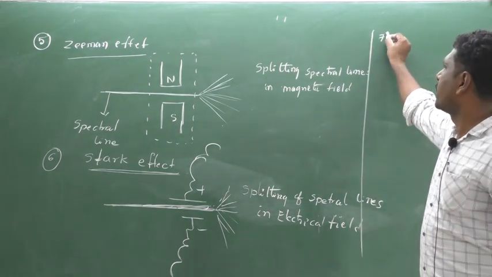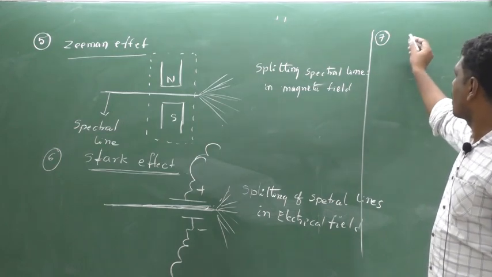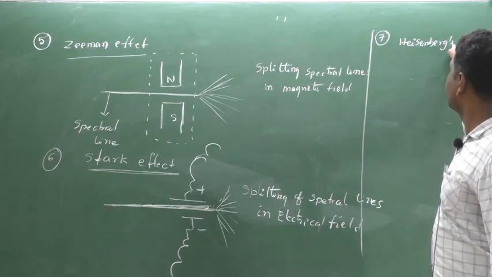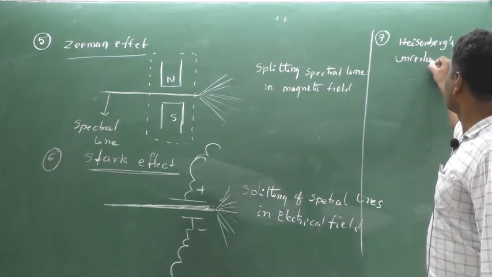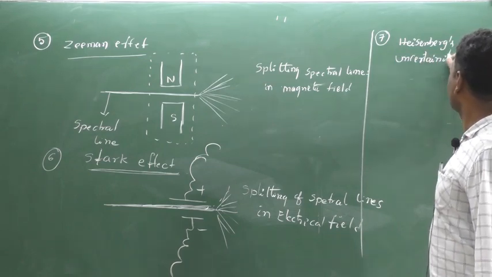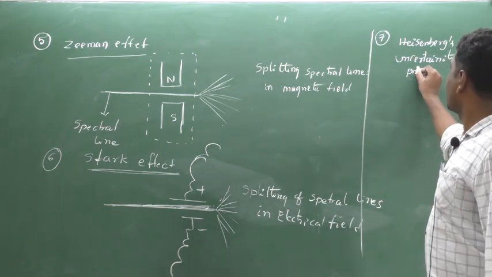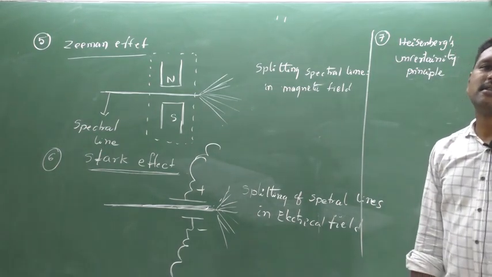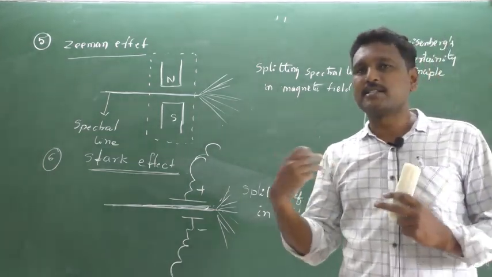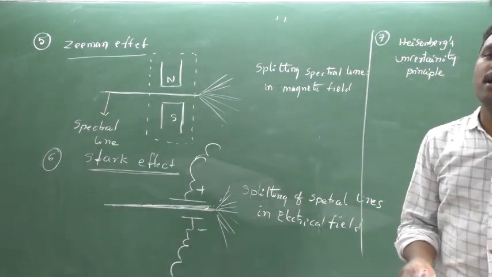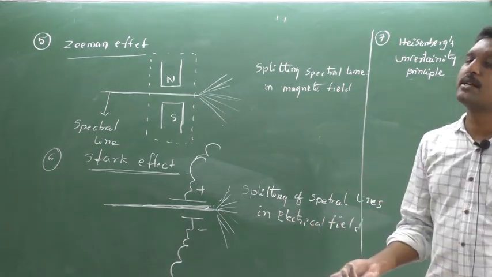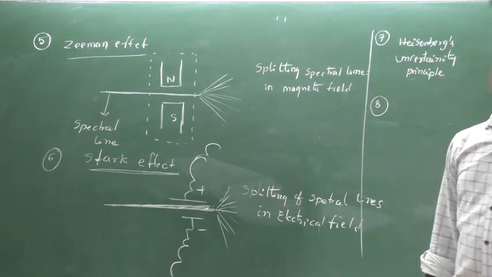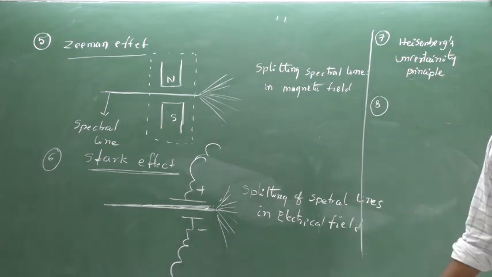Heisenberg's uncertainty principle. So Bohr's theory is not in agreement. After that, Heisenberg proposed a principle, and there is no relation between the Heisenberg principle and Bohr's theory. And the eighth one, there is no agreement with de Broglie's theory.